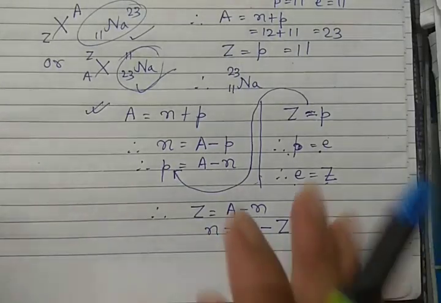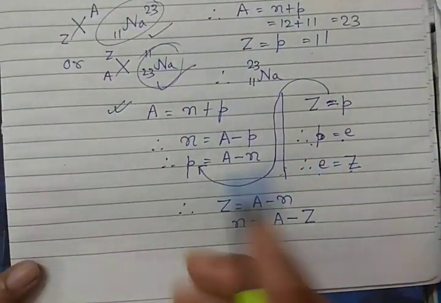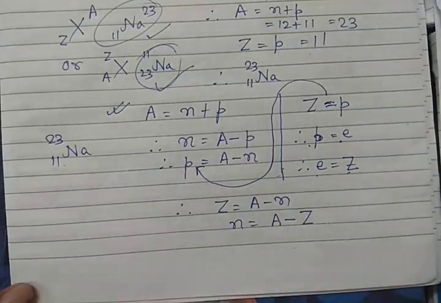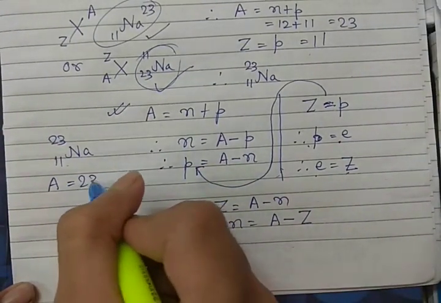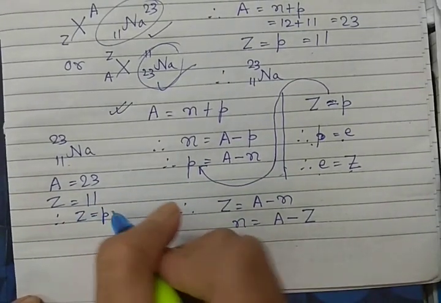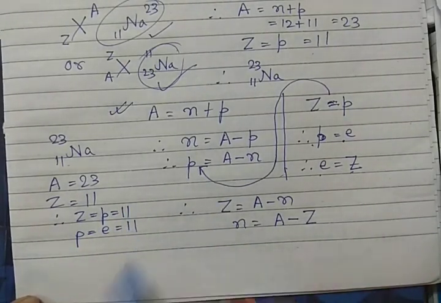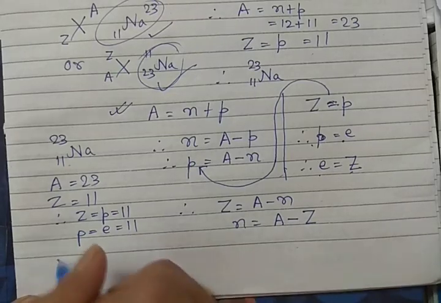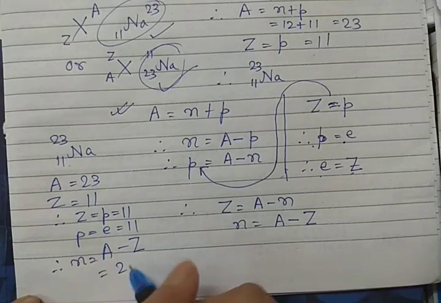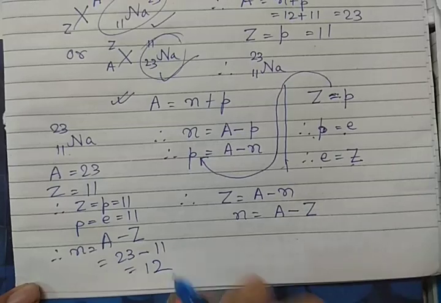চলো দেখি প্রতিটা ফর্মুলা স্যাটিসফাই করছে কিনা। সোডিয়াম দিয়ে এক্সাম্পল দিয়ে দেখি। সোডিয়াম কত ছিল? 2311। ওকে, তাহলে এখানে capital A is equal to 23, Z equals to 11, therefore Z equals to P equals to 11, P equals to E equals to 11. Okay, number of protons and number of electrons is 11. Let us calculate number of neutrons. N equals to A minus Z, mass number minus atomic number, which is equal to 12. Clear? মিললো প্রতিটা?